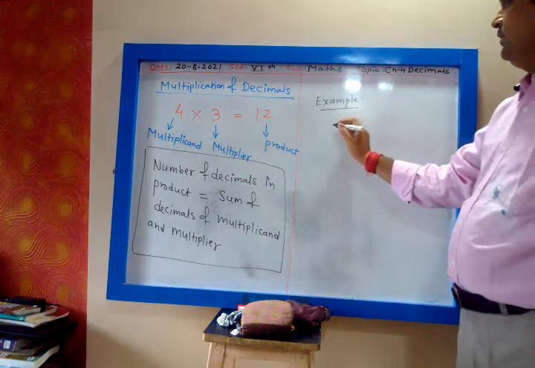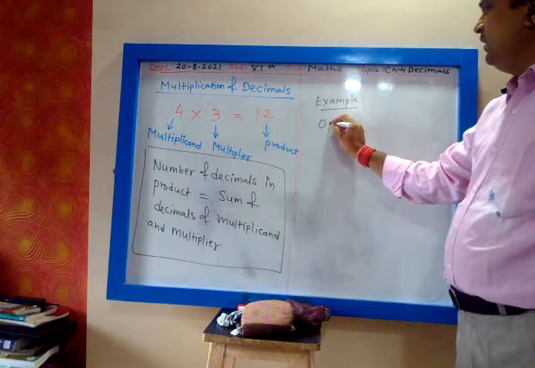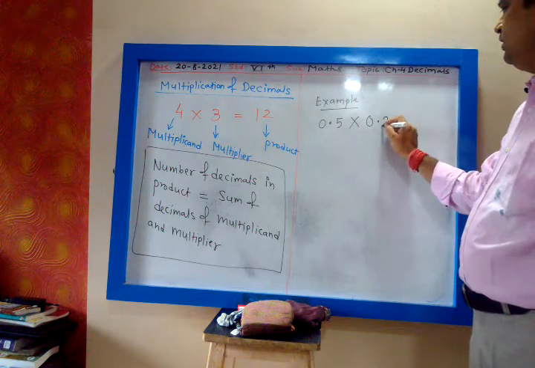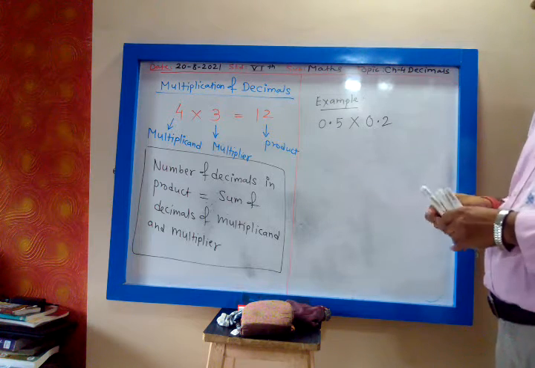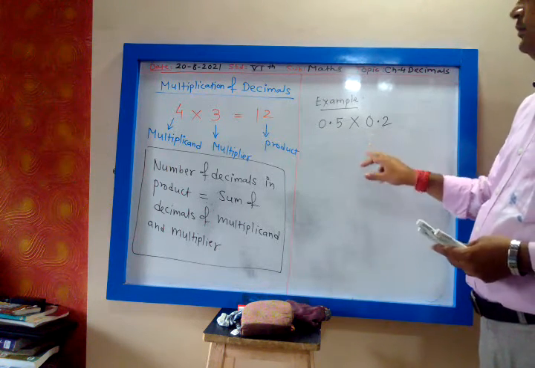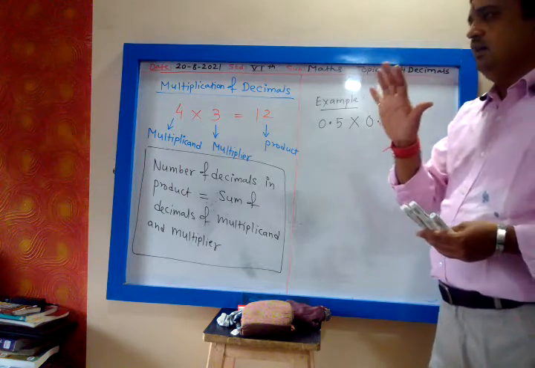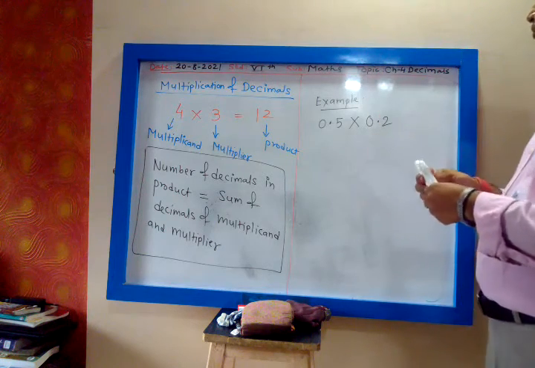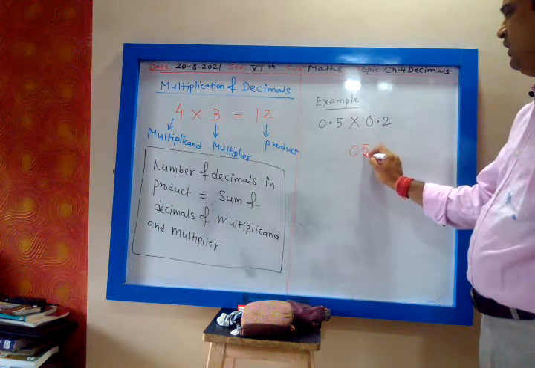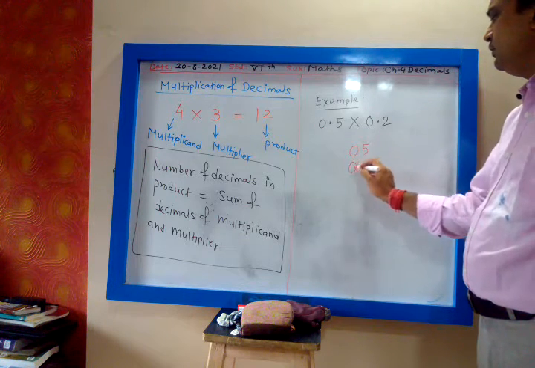Now let us multiply. It is 0.5 into 0.2. Okay. What is my multiplicand? Tell me. 0.5. Multiplier 0.2. Okay. Now let us multiply. See, 0.5, I have to multiply 0.2.